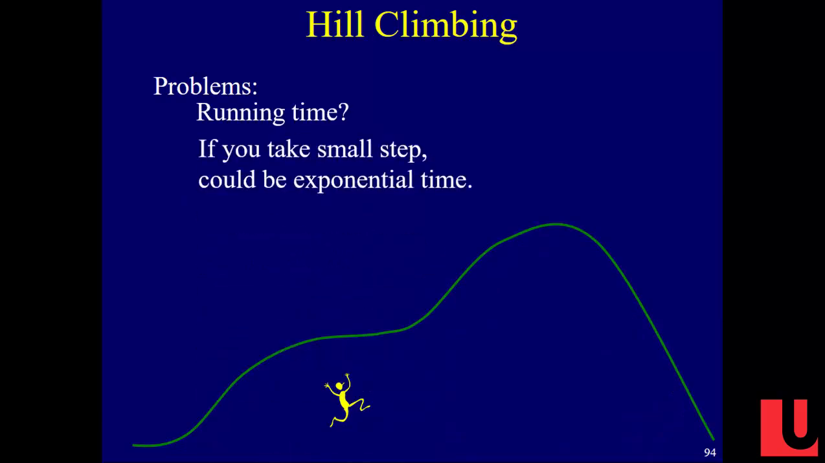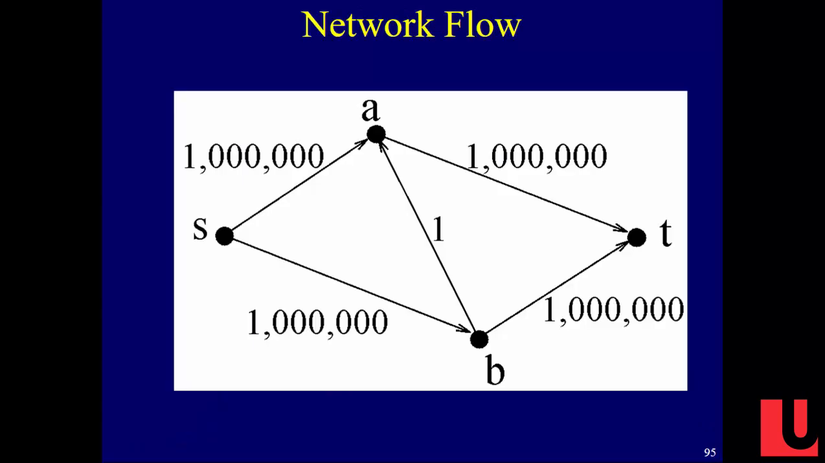But you can still have the problem that you can get exponential running time. And here's just a little silly example. Suppose this was our graph, and obviously what you're supposed to do is put a million flow this way and a million flow this way, and then we're at capacity, right? But what happens is instead you're really stupid and you decide to put a flow of 1 there, right?